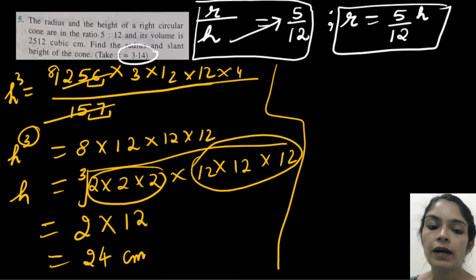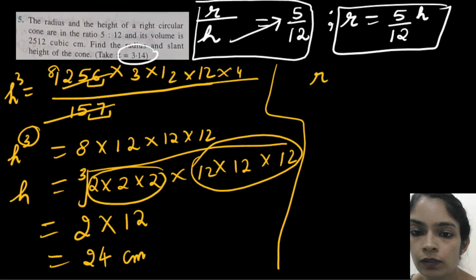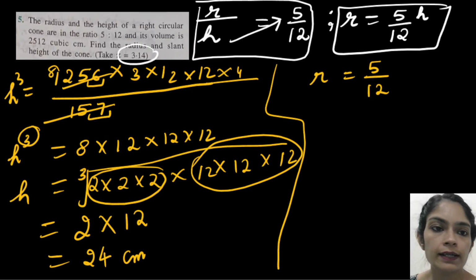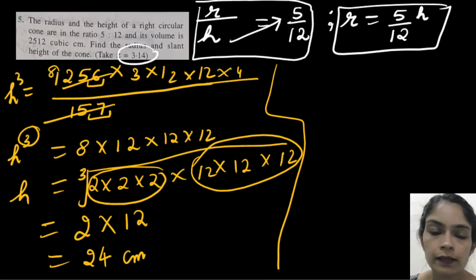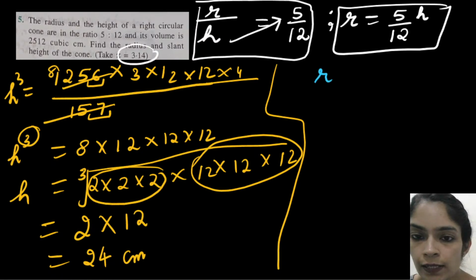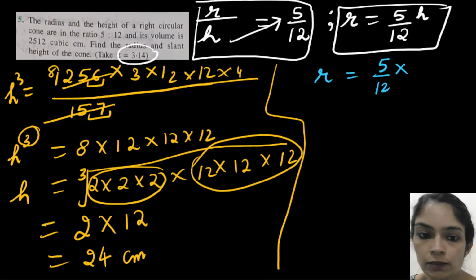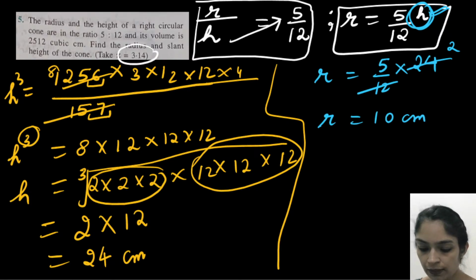With the help of the height, we can find the radius also. Radius we found at the starting only. Radius is 5 by 12 h. As we found the height's value, here I am just substituting. In place of h I am writing its value 24. So 12 into 2 is 24. So R is equal to 10 centimeter. Is it correct?